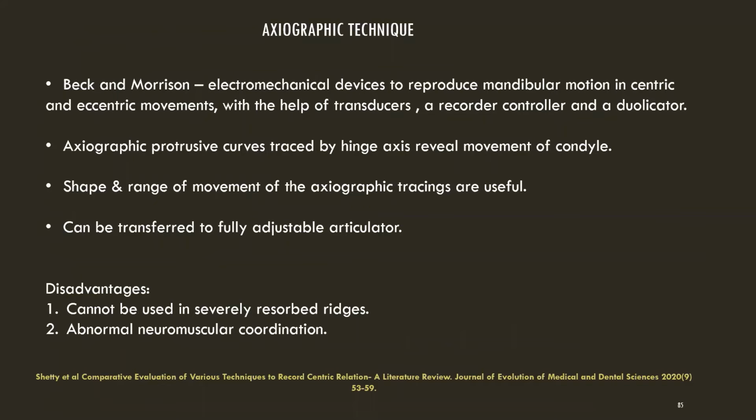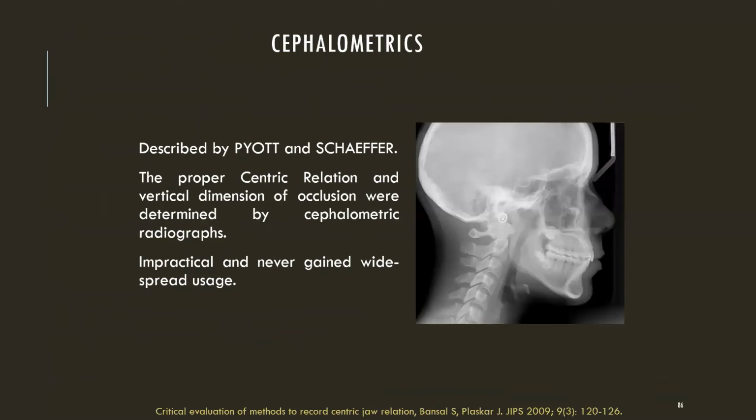Coming to the axiographic technique, electromechanical devices are used to produce mandibular motion in centric and eccentric movements with the help of a transducer, record controller, and a duplicator. So, the shape and range of the movement of the axiographic tracings are useful. However, it cannot be used in severely resorbed ridges and abnormal neuromuscular coordination. In this technique, the record can be transferred to a fully adjustable articulator.